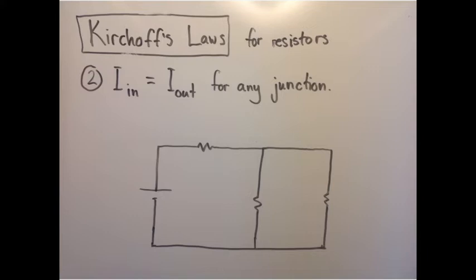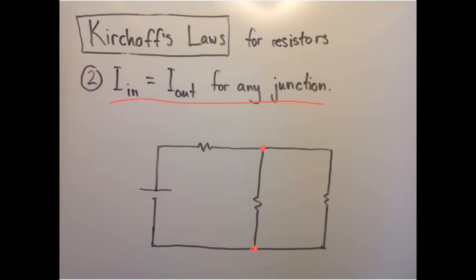Kirchhoff's second law says this. All right, so let's start with I, the letter I. That's current. And a junction, what is a junction? Well, a junction is a place where 2 wires come together or split, or more than 2. It doesn't have to be just 2. You could have any number. So it's where wires come together or split. Those 2 points I just highlighted in red are junctions.